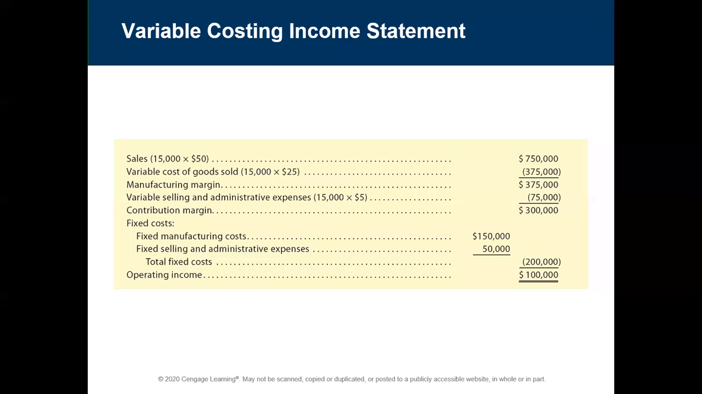But with a variable costing statement, and they actually broke this one down slightly different than most of them we've seen, because they put the variable cost of goods sold and the variable selling and administrative expense separately instead of just lumping all variable together, but it's the same thing. So in essence, we have sales minus our variable cost gives us our contribution margin, minus our fixed costs gives us our operating income.